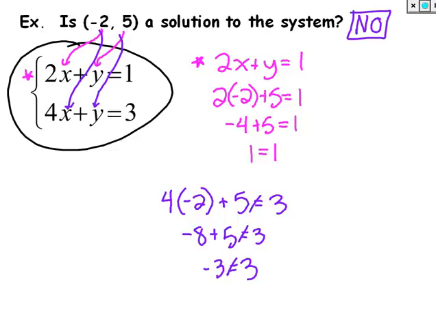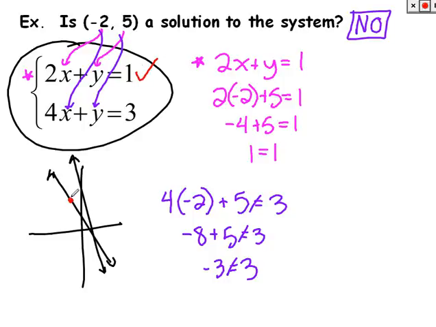If I were to graph these lines, it might look something like this. The point -2,5 would be over here. So that point -2,5 is on the first line. Yes, it's on that first line, but it's not on the second line. So since this point does not make the first and the second equation true, it is not a solution to the system. The solution to the system would actually be somewhere down here.